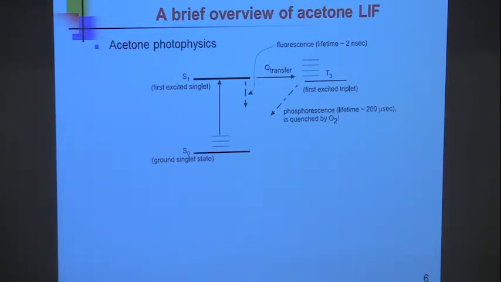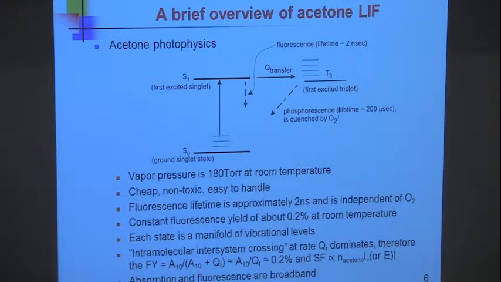What is Q transfer? The nice thing about acetone is it has a high vapor pressure. It means you can easily produce this and mix it at the volume fraction you want. It's cheap, it's non-toxic, easy to handle. Lifetime is short, independent of oxygen. That's a big factor. It has a constant fluorescence yield. Oh, what does that mean?